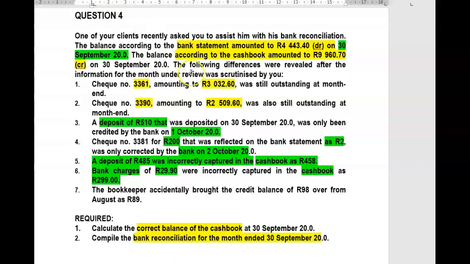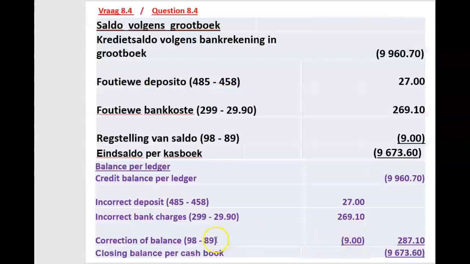The bookkeeper accidentally brought the credit balance of 98 Rand over from August as 89 Rand. So the opening balance was wrong. It's a credit balance. He only started with a credit balance of 89, but it should have started with a credit balance of 98 Rand. So that difference of 98 less 89, we need a further credit for that. It's a credit balance that was not enough, so minus 9 Rand. All these adjustment entries come to a total of 287.10.